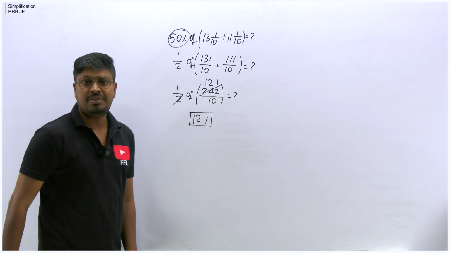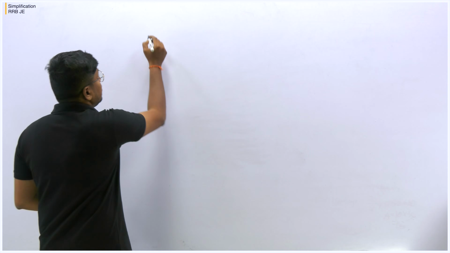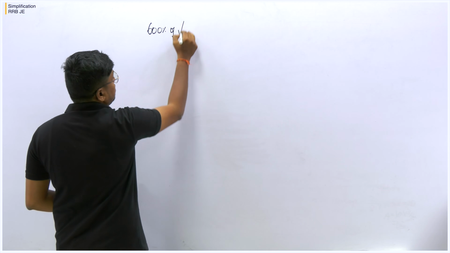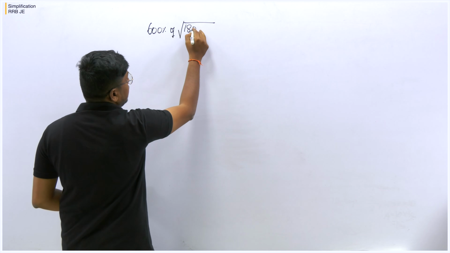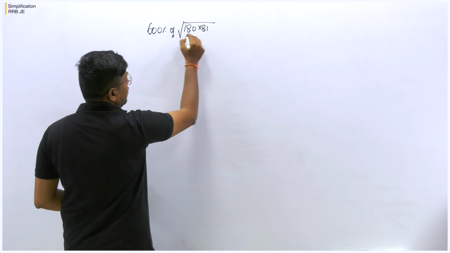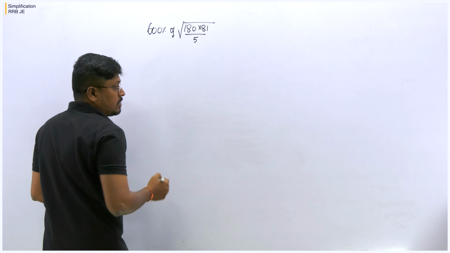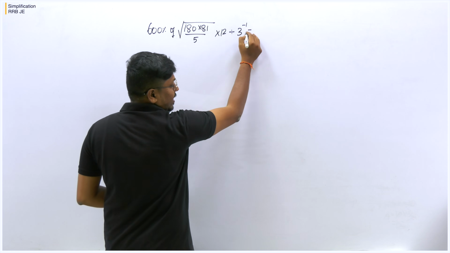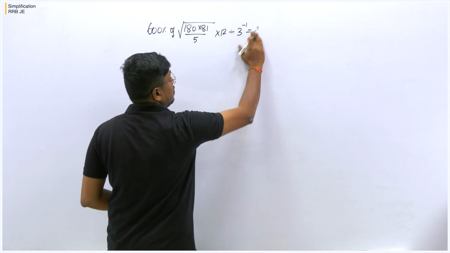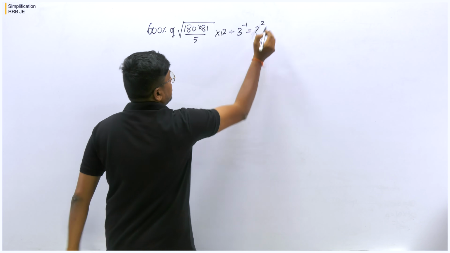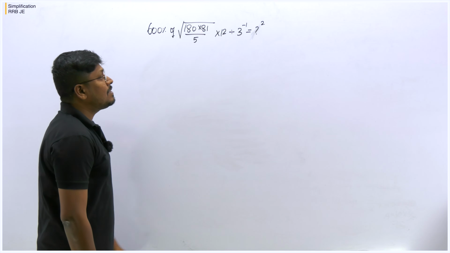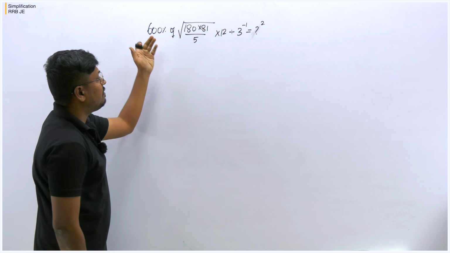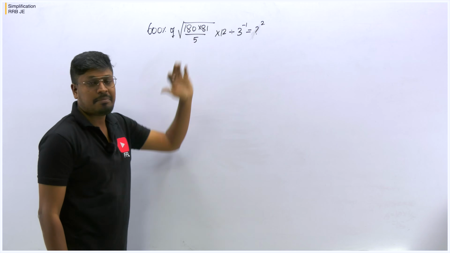Very simple and easy question. Next question. So 600 percentage of, square root of 180 into 81 divided by 5, into 12, division 3 power minus 1 is equals to question mark power 2. So a very interesting question. Our target is to find what question mark square is, right? So we need to find that answer.